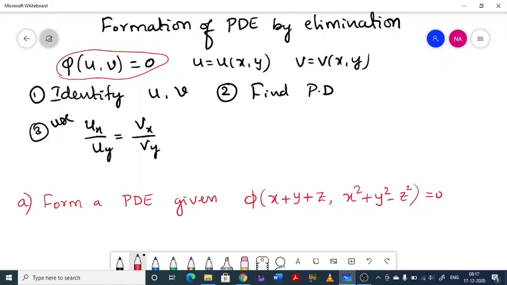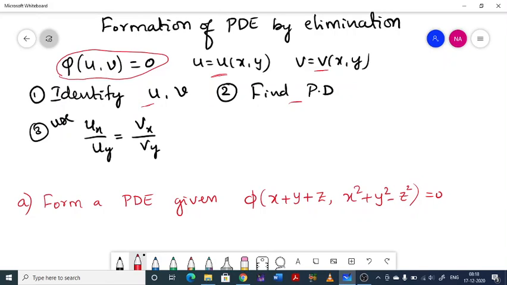Now in this case, when the given function is of the form phi of u comma v equal to 0, the first thing is you have to identify u and v, which are usually functions of x and y. So identify u and v, then find the partial derivatives.